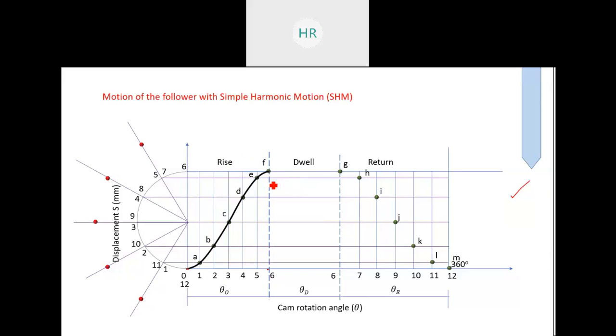And next portion is dwell. For this much amount of angle, my follower is not moving at all. You can see my follower did not move. And during return stroke, join these points with smooth curve. Okay, that will complete our return stroke. So now you can see my follower came back to its initial position. So this curvature is actually representing simple harmonic motion.